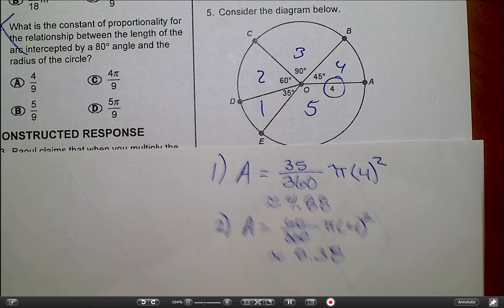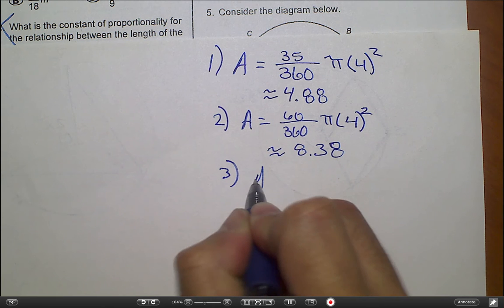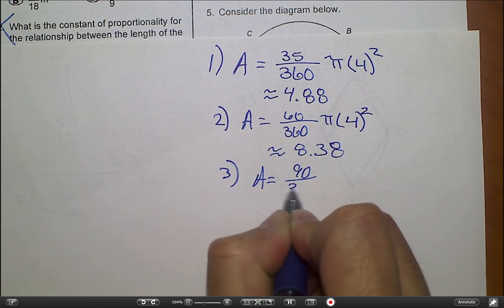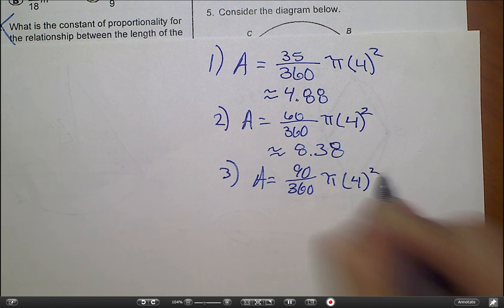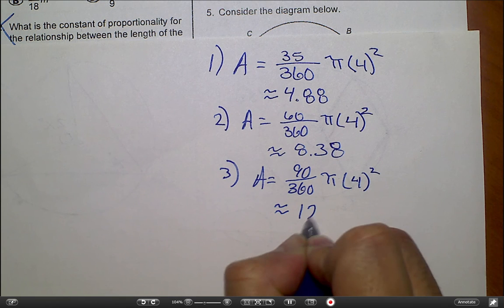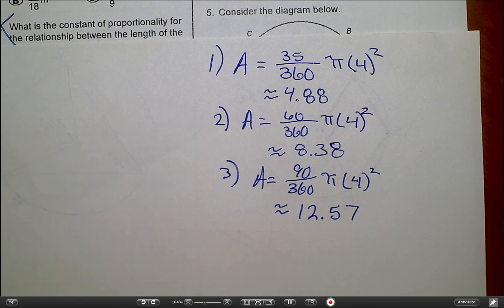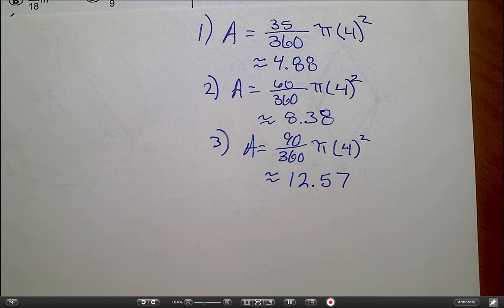All right, so let's look at number 3 then. Number 3 is going to be area is 90 over 360, pi, 4 squared. What is it? 12.57. Okay, how about this? You guys do 4 and 5 also. Do 4 and 5 real quick. And I've got to take attendance anyway.